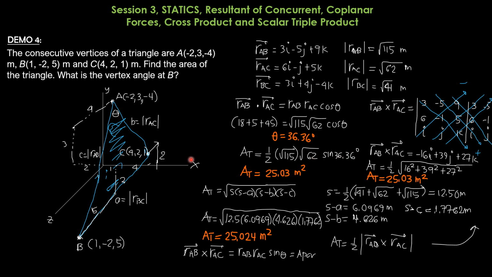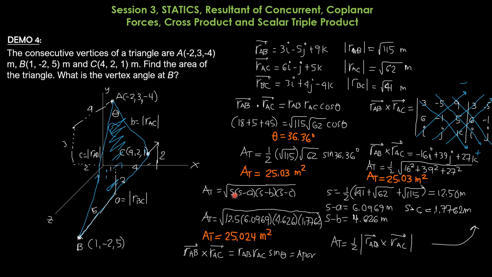So height is RAC, square root of 62 times sine of theta, imagine a perpendicular is drawn from point C perpendicular to AB. So the base is AB, which is square root of 115. The height is RAC, which is square root of 62 sine of theta. So area is 25.03 square meters.